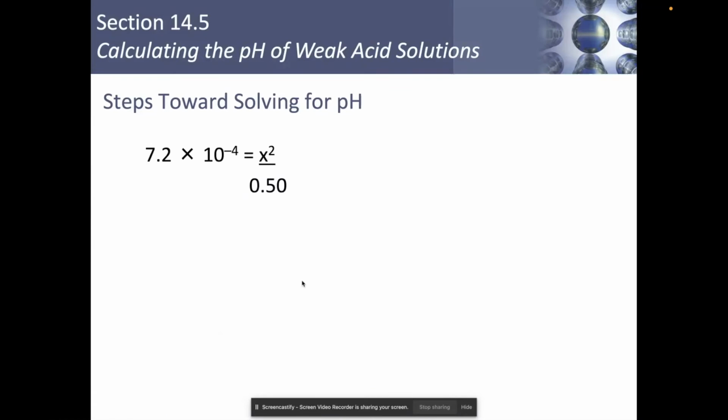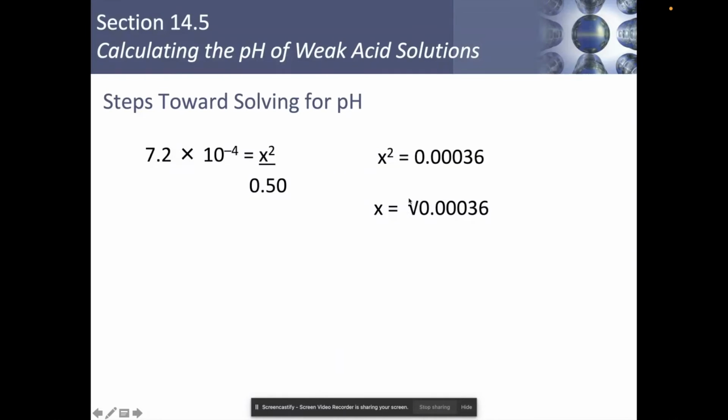So let's plug that in. I have x squared divided by 0.5. I can multiply these two together and set them equal to x squared. When I do that, I get x squared equals 0.00036. On the bright side, I can just take the square root of both sides. Yes, this is supposed to be a square root symbol.